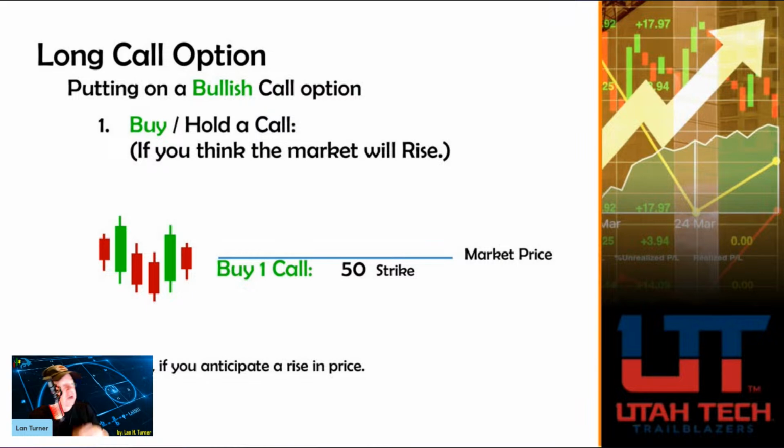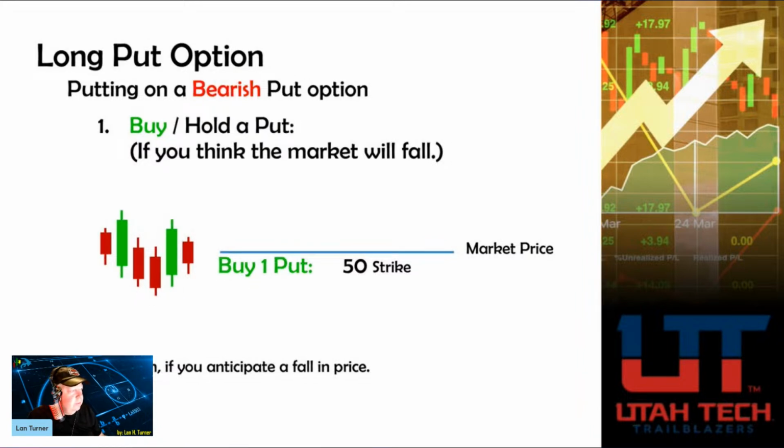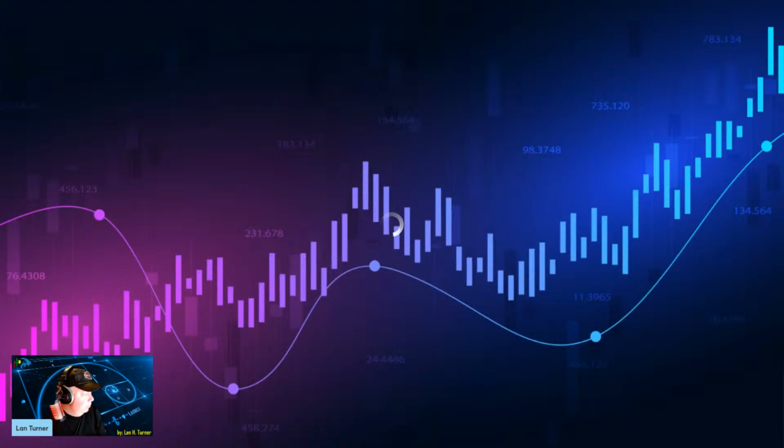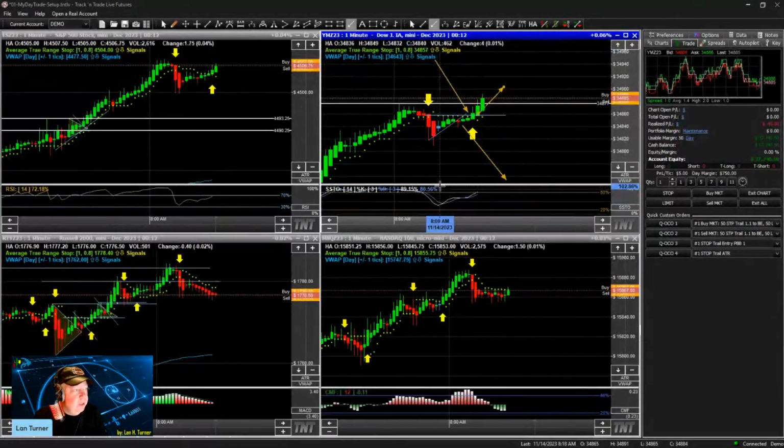Okay, so let's go and buy some call options, should we? If we think the market's going to go up, we buy a call. If we think the market's going to go down, we buy a put. So putting on a bearish put option, we're going to buy and hold a put if you think the market will fall. Okay, buy a put, buy a call. So let's go do some. All right, let's go over and we're going to buy some options. And to do that, we're going to leave the futures market for now.